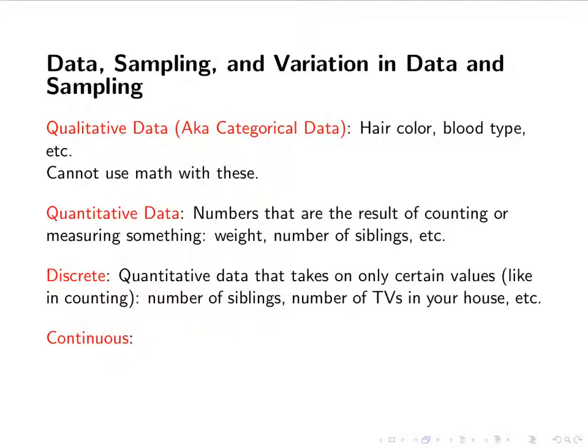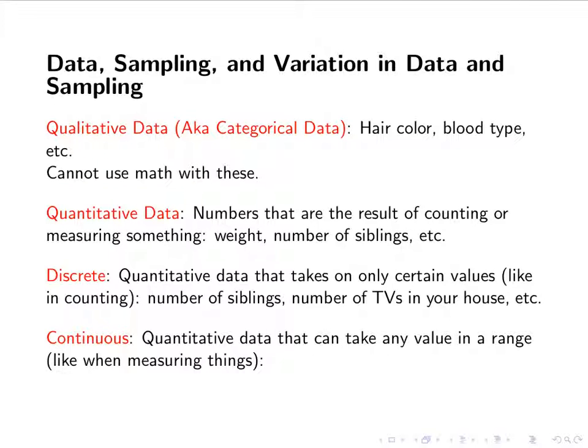The other one is called continuous. This is quantitative data that can take on any value in a range, and typically this is associated with things that you measure. Your weight, your height, your distance, etc. It can be any number in a range. It can get as small as whatever the thing you're using to measure it can be. It can be a third of something. It can be 0.25. It can be 0.2869452. It can be anything in a certain range.